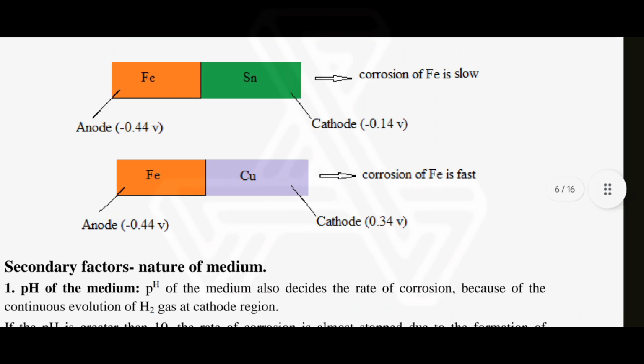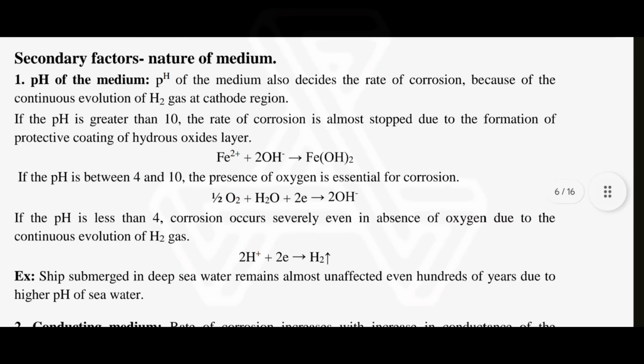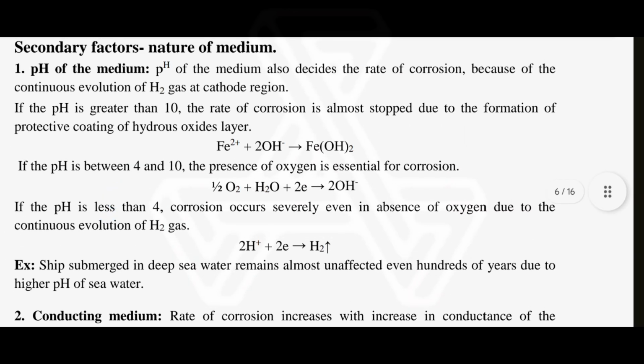Here is another example. Electrode potential: minus 0.44 for iron, and then for strontium we have minus 0.14 volt. There is a smaller difference in corrosion between iron and tin, while iron and copper has a larger difference.